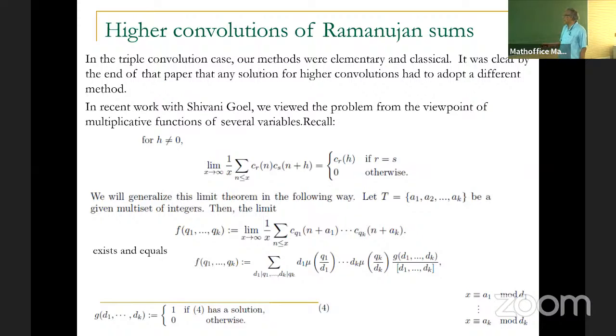Now, you all know that the system has a unique solution modulo d1 to dk if all the d_i's are mutually coprime. But if they're not mutually coprime, it may have a solution, it may not have a solution. But interestingly enough, this is a multiplicative function in general.